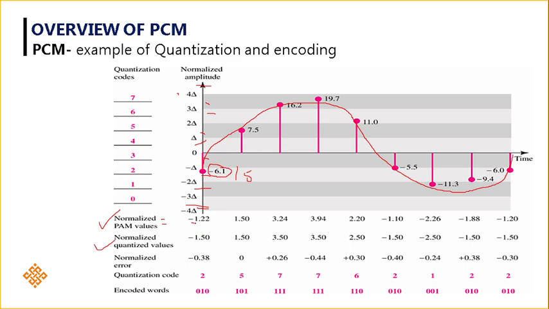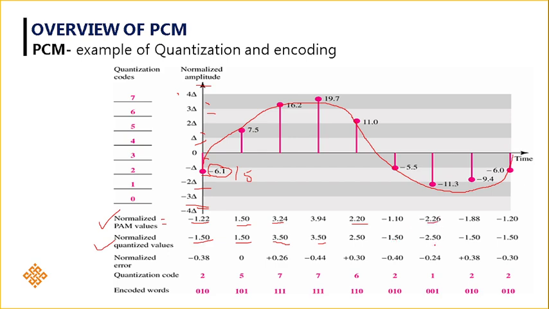For example, minus 1.22. The midpoint is between 1 and 2, which is nothing but minus 1.50. Similarly for 1.50, the midpoint is 1.5 only. For 3.24, the value lies between 3 and 4, so the midpoint is 3.50. Similarly 3.9 is 3.50 because the value lies between 3 and 4. Similarly 2.20 lies between 2 and 3, so the midpoint is 2.50.